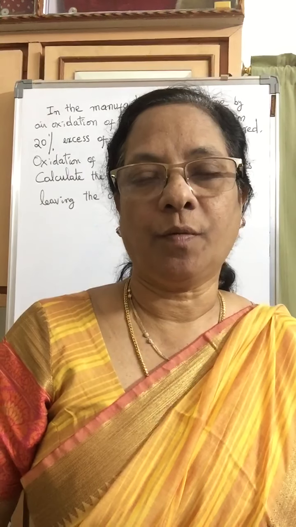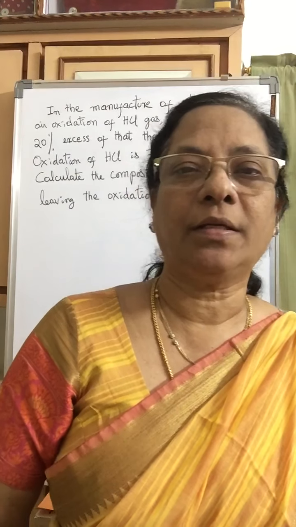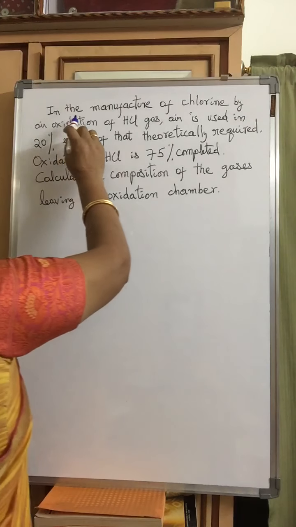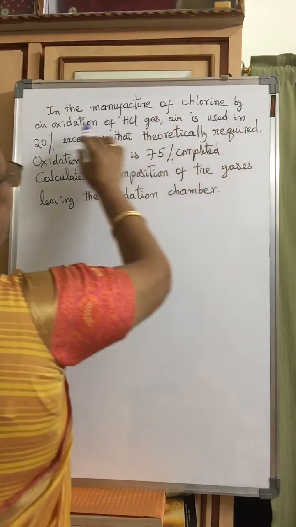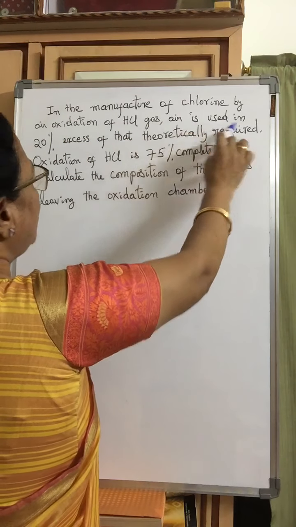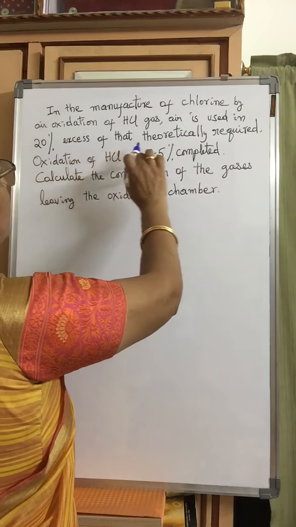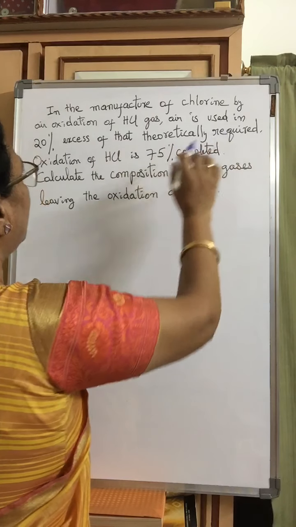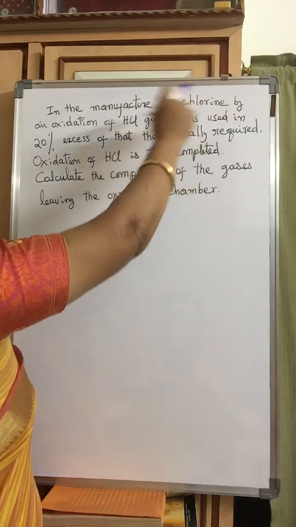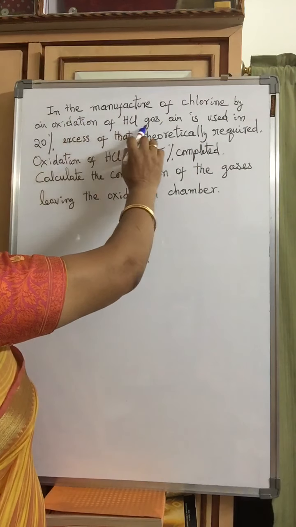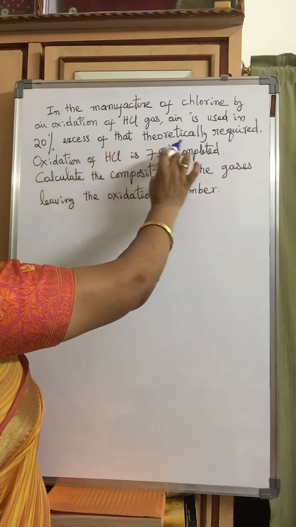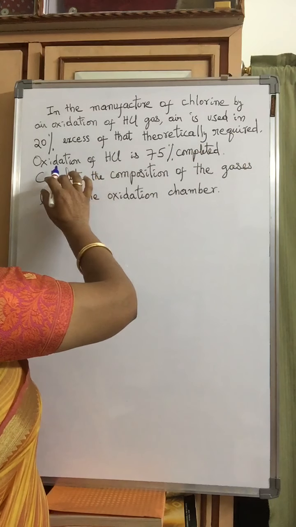We will discuss one more problem in material balance with chemical reaction. In the manufacture of chlorine by air oxidation of HCl gas, air is used in 20% excess of that theoretically required. The process is manufacture of chlorine by air oxidation of HCl. Air is used in 20% excess of that theoretically required.